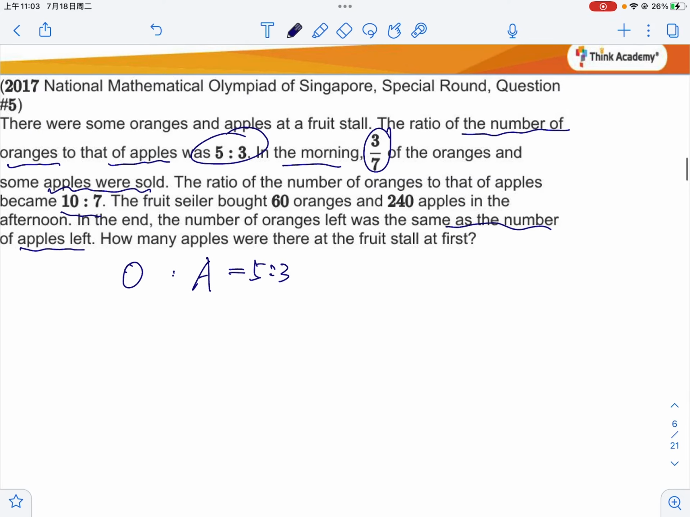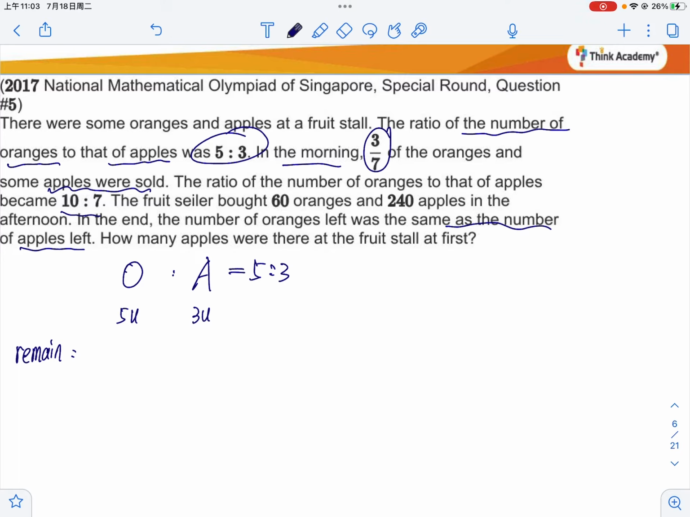Okay, so after reading the question, you should have a table. At first, it will have 5 units of oranges and 3 units of apples. So first question, tell me how many remain after the morning?